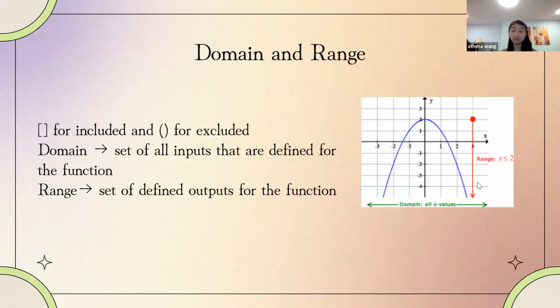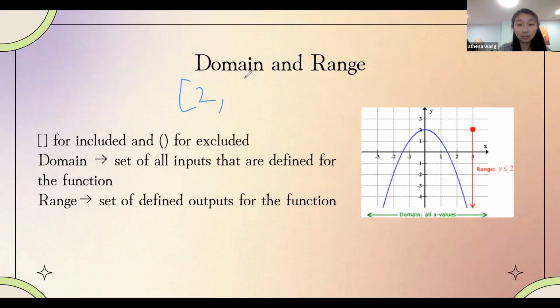Okay, so now we have domain and range. Note that we need to use brackets for included and parentheses for excluded. So I'll give you an example. If we have bracket 2 comma infinity, infinity always has a parenthesis over it because it is always being excluded. You can never reach it. Okay, and then like we can have 2 and 3. So 2 and 3 are included in this.